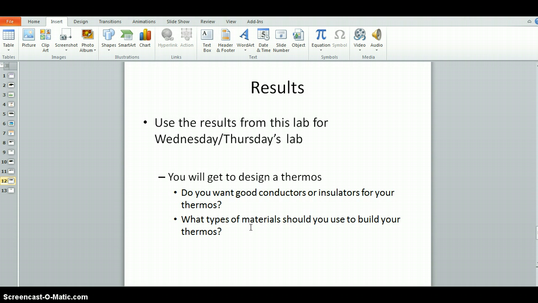It's a pretty fun lab. So you'll decide what materials are good insulators and good conductors for your thermos, and you need to decide, am I going to use materials that are really good conductors for my thermos, or am I going to use materials that are really good insulators for my thermos? Because remember, for a thermos, you want to keep the materials inside nice and warm. So you probably want a good insulator so that the heat would not escape.